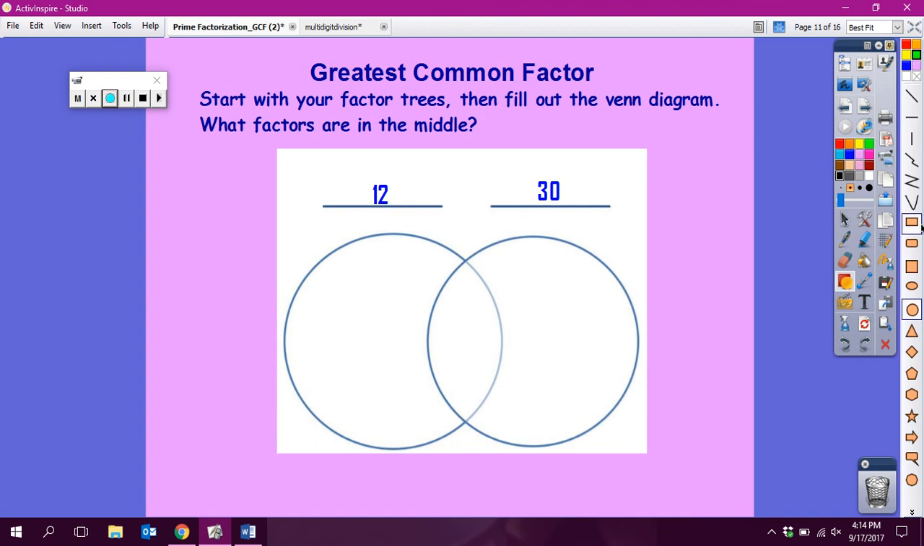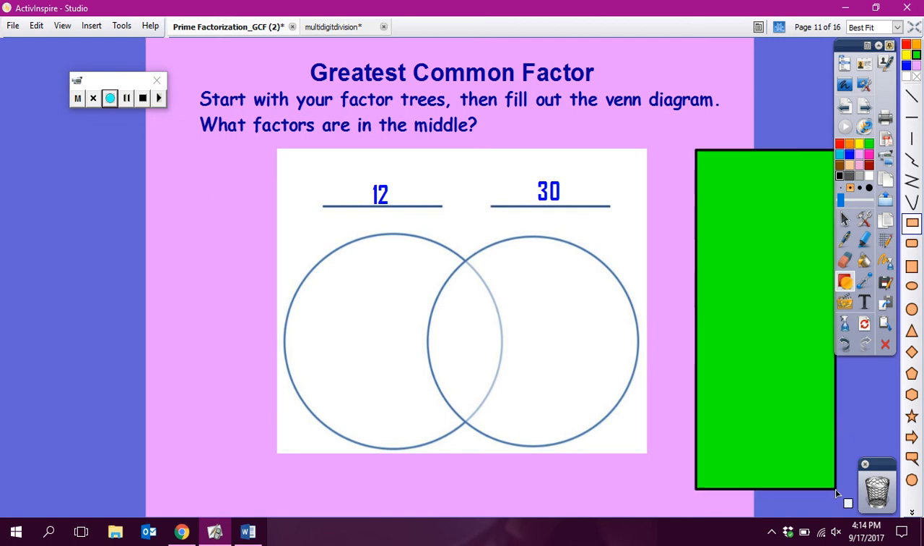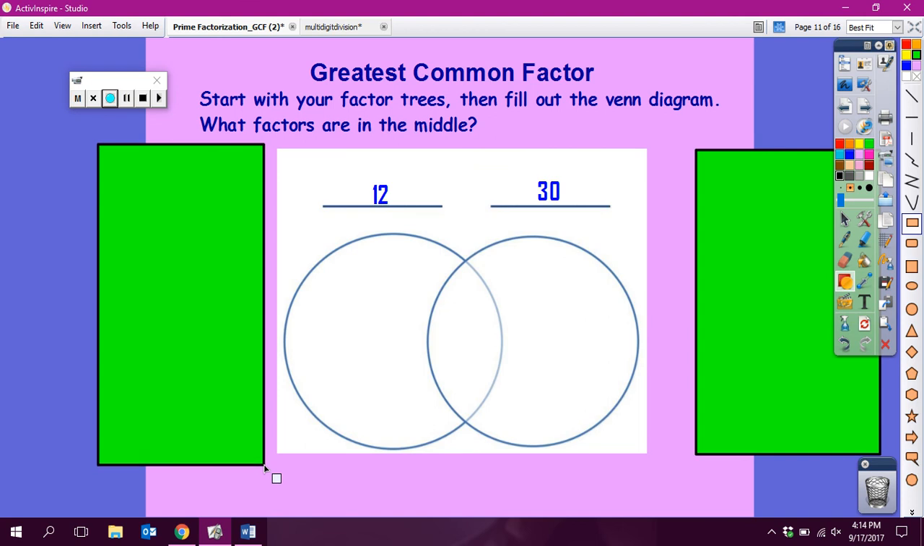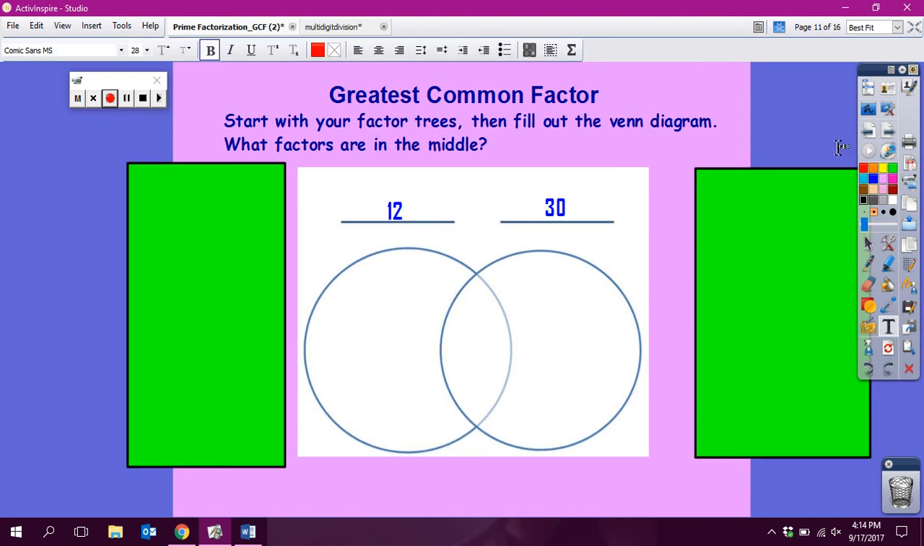So I'm going to make myself a little work area over here so that you guys can see where I'm writing and what I'm writing. That's pretty bright, isn't it? Oh well, at least you can see it.